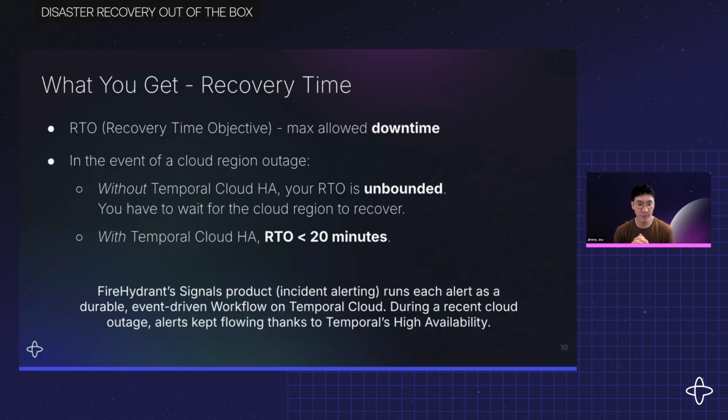And FireHydrant is one of our customers, and they have a product called Signals that sends incident alerting to engineering teams, which is very important to us. They run all of their alerts on Temporal Cloud. And then during a recent cloud outage that unfortunately made the news, their alerts kept flowing thanks to Temporal's high availability.